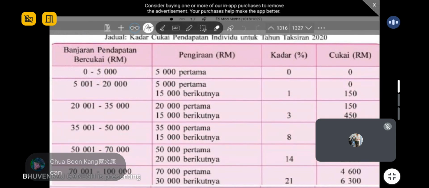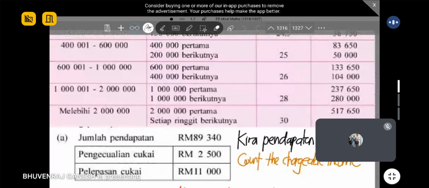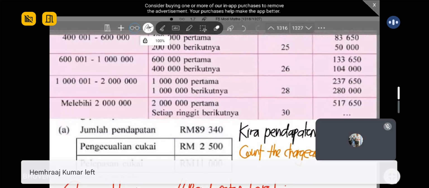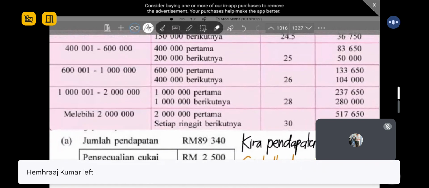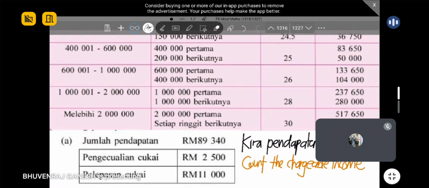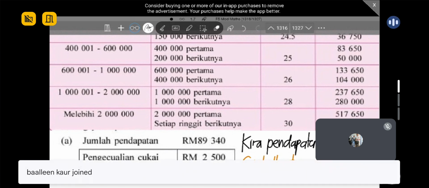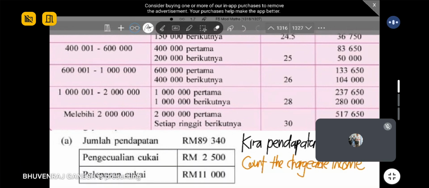So we'll start the revision for chapter 4, Bab Cukai. Okay, so first of all, let us see some questions, beberapa soalan. For the first question, they ask you to count the chargeable income, kira pendapatan bercukai. Can you all try and see what answer you get? They give you your total income, tax relief, and tax exemption. For those who take English, you can translate.